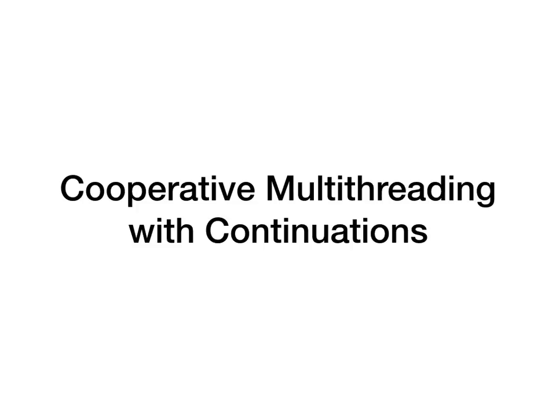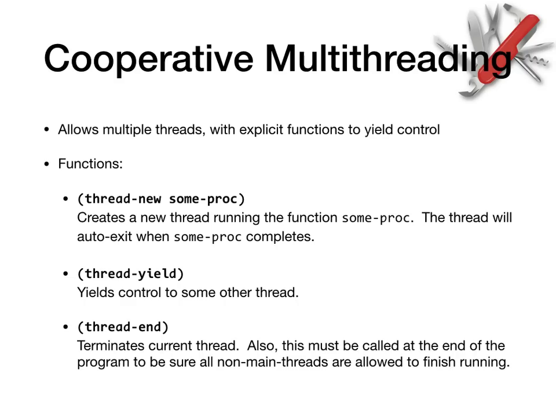That's just like your standard multithreading, except that you have to explicitly say when you're going to yield to another thread. Preemptive multithreading is when the CPU gets to decide for you when you yield to another thread. But cooperative multithreading is when you have to just say yield.